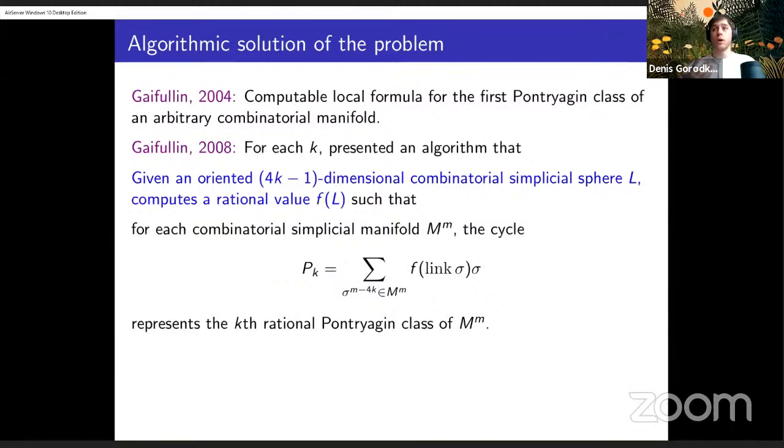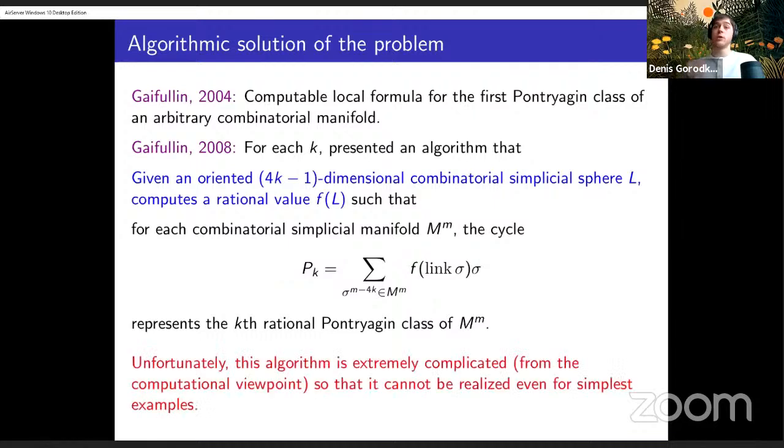And in 2008, Professor Gaifulin also presented an algorithm for the higher Pontryagin classes. However, I have to say that although the formula for the first Pontryagin class is completely explicit and computable, and although the formula of 2008 is an algorithmic solution of a problem, so this is an algorithm, the length of the algorithm makes it not applicable to any explicit computations. In contrast to the first Pontryagin class, where we will demonstrate as well that this leads to precise computations.